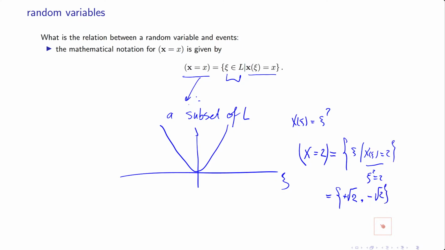In other words, you get the value 2, and then you look at your set L. This line is your set L, okay? You look for the solutions which satisfy this equality. So you have two members. This is a set including the square root of 2 and minus the square root of 2. So this is a new notation.